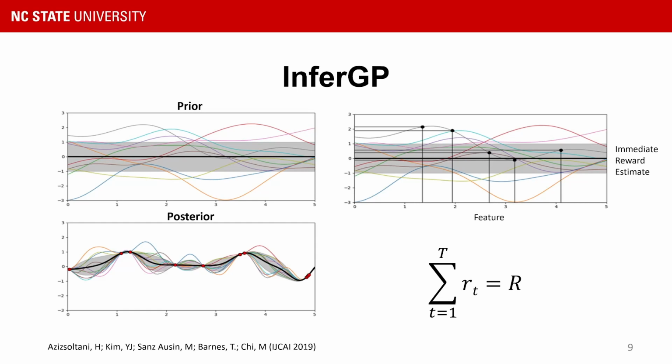We also used a method called InferGP to infer the immediate rewards from the delayed rewards in our system using Gaussian processes. This helps mitigate the credit assignment problem in reinforcement learning, and it improves the learning of the agent. We combined DQN with InferGP and used it to learn a pedagogical policy in our intelligent tutoring system directly from a dataset of past student-tutor interactions.